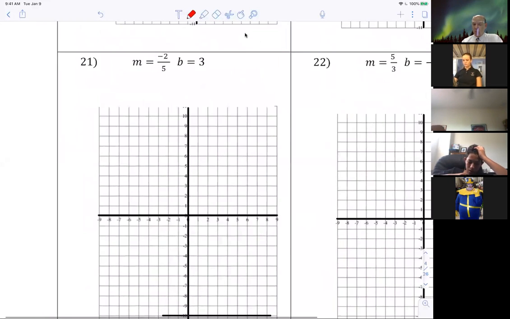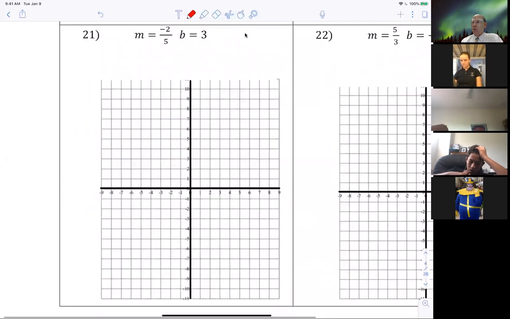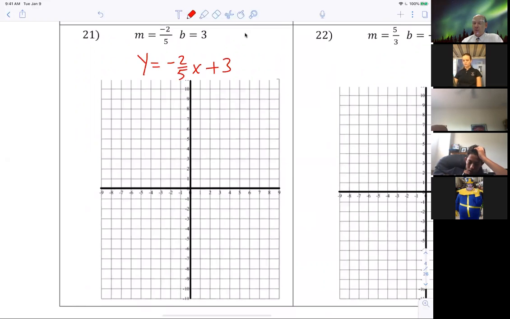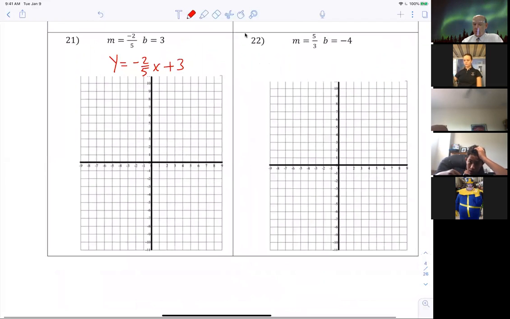Let's knock out 21. So the equation for 21. Watson, what's the equation? How do I graph that? What do I do? Up 3. You guys are amazing. Thank you.